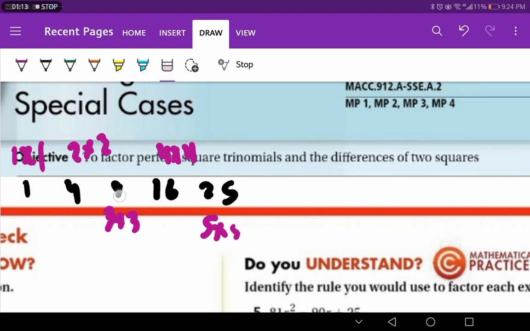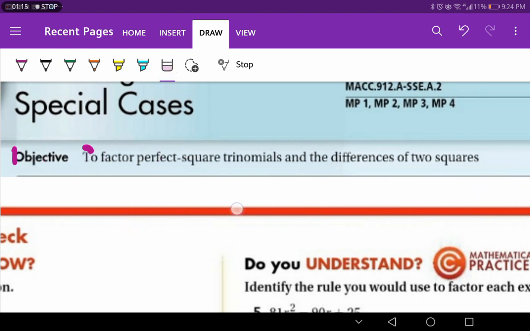You know the story. But this time you will deal with perfect square trinomials. Are you happy with that? Let us start.